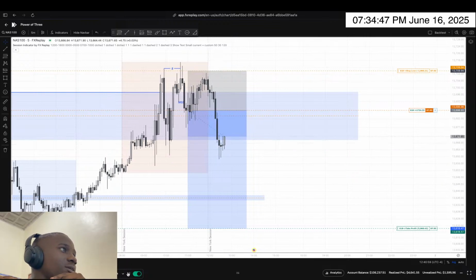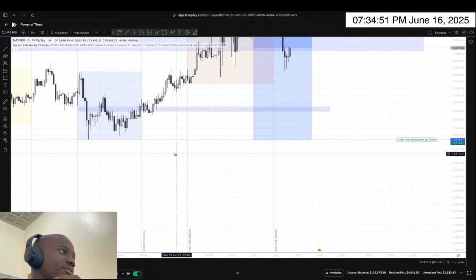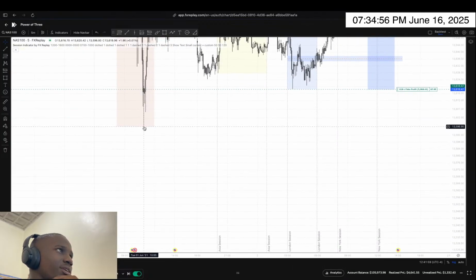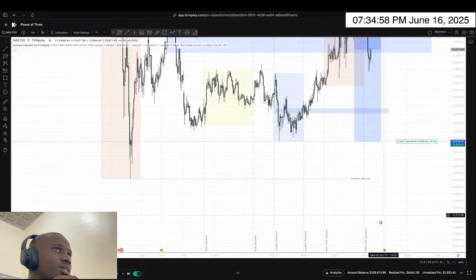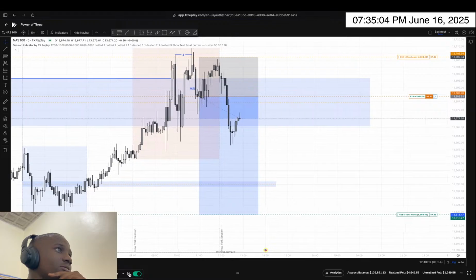1.8 R. So the draw on liquidity will be these London lows, or even the previous day low. Wait, the previous day low was somewhere here, I think, because we're on Wednesday, exactly. So let's see how this goes. Well, we would like to take some partials in there.